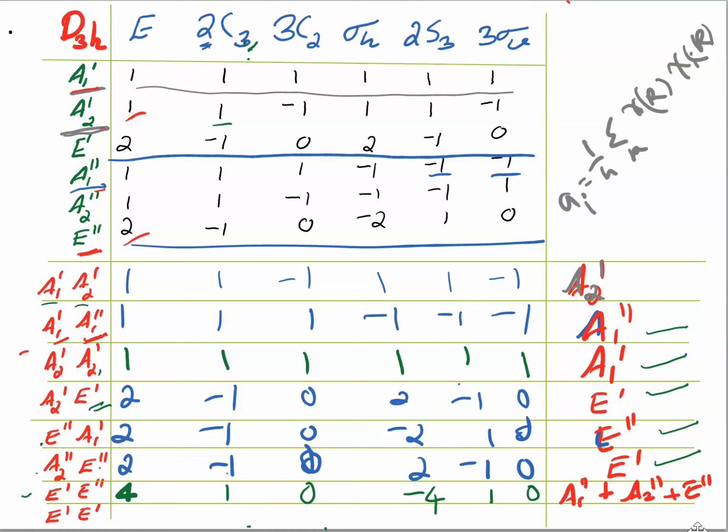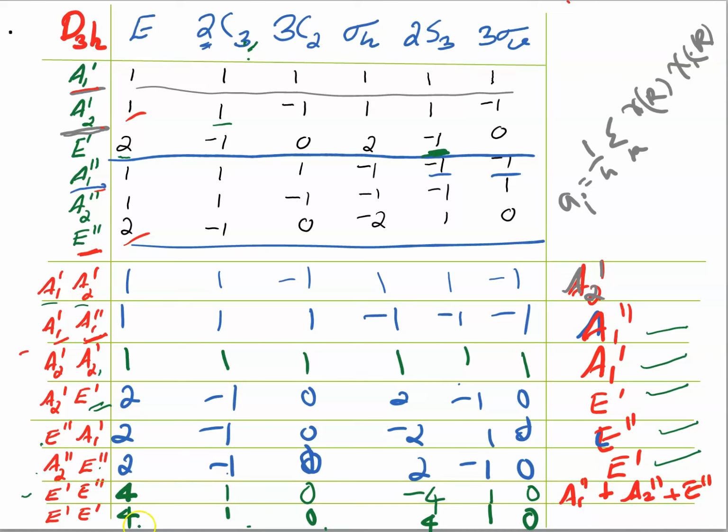Now the last one, E1 dash with E1 dash. Look here, E1 dash, where is it? Yes, E1 dash: 2 into 2, that is 4. Again, minus 1 into minus 1, 1. 0 into 0, 0. 2 into 2, 4. Minus 1 into minus 1, 1. 0 into 0. This also will be a reducible representation.